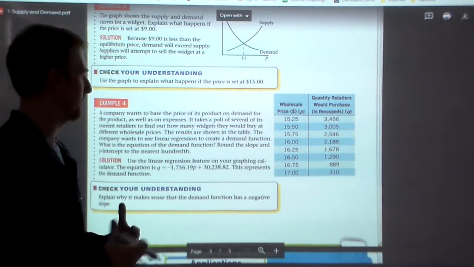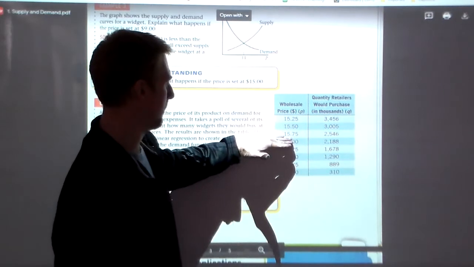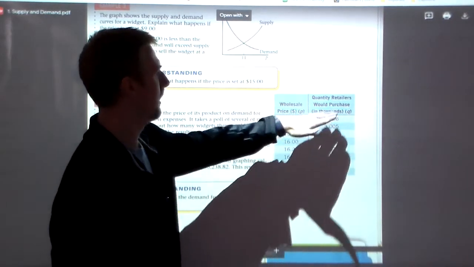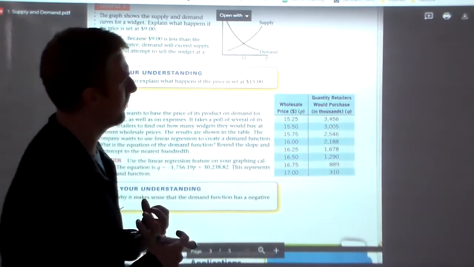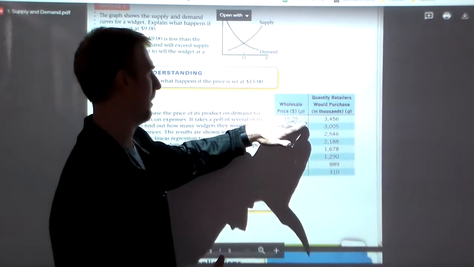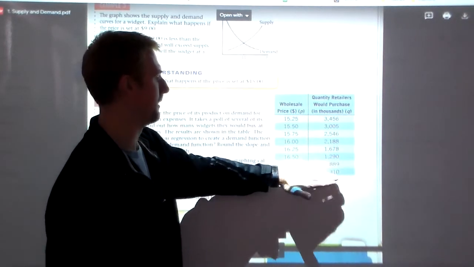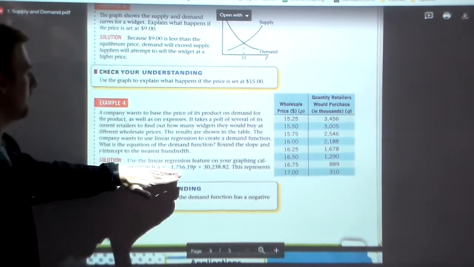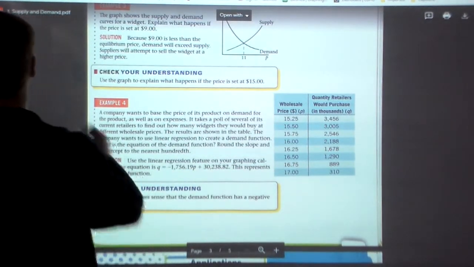On 4, they don't really tell us what we're selling here, but they give us the different wholesale prices and how many retailers would purchase this. So this is how many people would be willing to buy the item if it costs these different prices. And you can kind of see as the price goes up, the number of people willing to buy goes down. They do give us an equation here, so we need to talk about how we can come up with that.